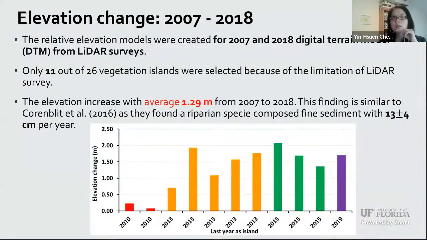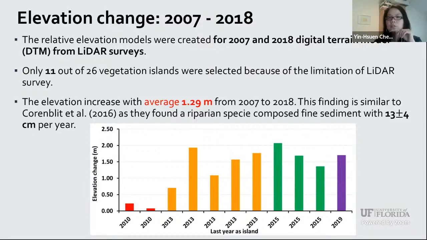Unfortunately, we only picked 11 islands out of 26. This is because the 2018 LiDAR survey was done at a higher water time, and a lot of point bars are really close to water. So I cannot get all the elevation information for the 26 vegetation islands I digitized. I cannot get all of them, so there are 11 of them.